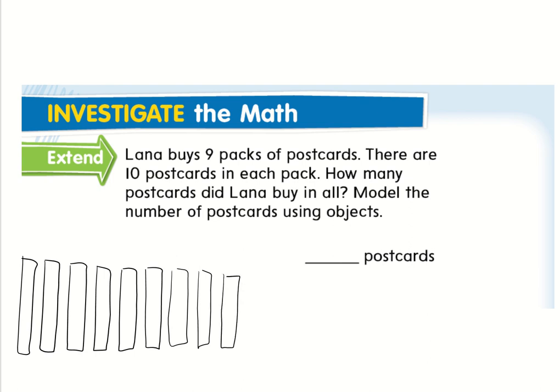Awesome. Okay, now, instead of counting 1, 2, 3, 4, 5, 6, 7, 8, 9, 10, 11, 12, 13, 14, no, we're not going to do that. We're going to count by 10s going all the way up. So let's start on the end here. So we're going to go 10, 20, 30, 40, 50, 60, 70, 80, and 90. So in all, Lana actually had 90 postcards.